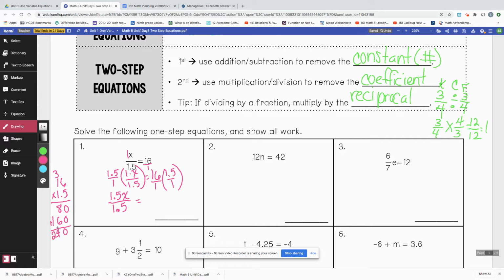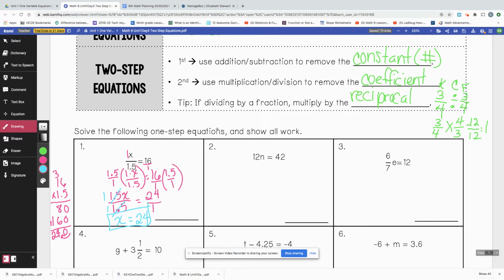Now, is that right? Remember, I've got a decimal here. So my decimal would normally be right here. I'm going to take it one place to the left. I've got to account for that decimal place. So that simplifies. 16 times 1.5 is 24. 24 divided by 1. Now, 1.5 divided by 1.5 is just 1. 1 times x divided by 1 is x. 24 divided by 1 is 24. There's my solution to that equation.